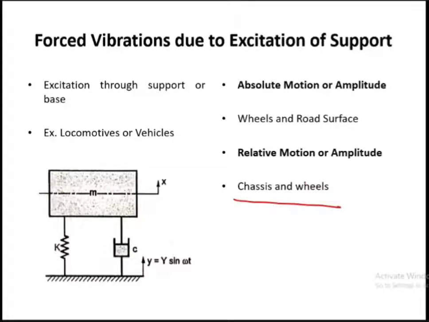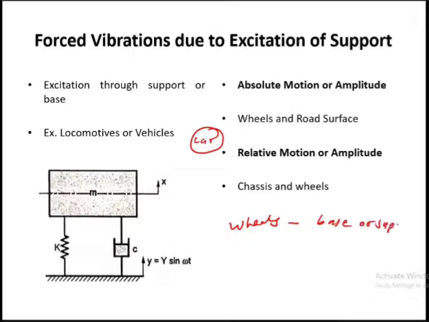Now guys, try to understand that. Basically, in this example, that is a locomotive or vehicle, or you can take a simple example of a car moving on the road surface, wheels act as a base or support. Let me write here: wheels act as a base or support for the system. Now, these wheels move up and down on the road surface during the motion of the vehicle.